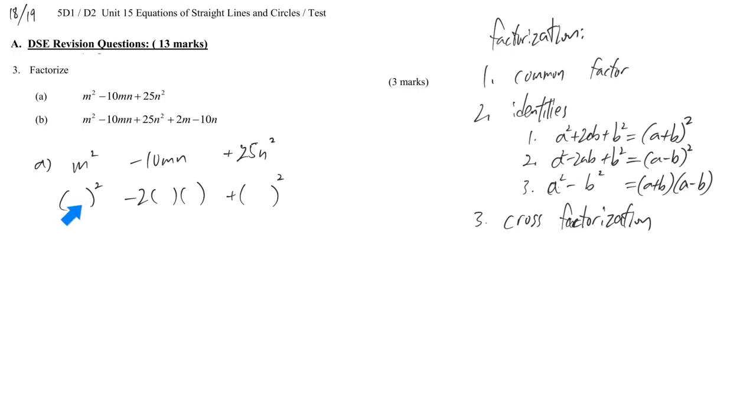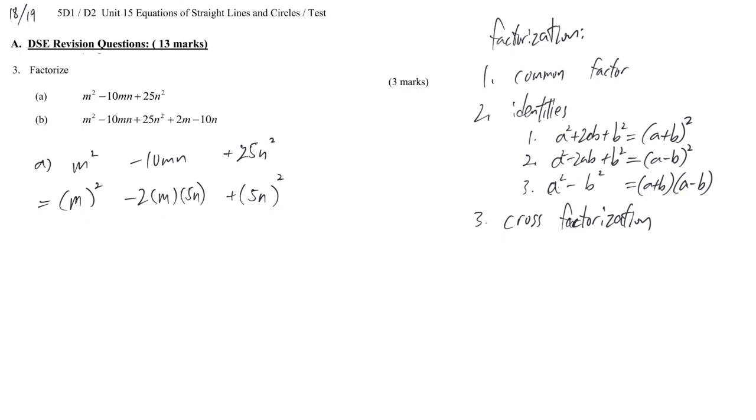Then we try to think what inside will give you m squared. Of course, it's m. And then we focus on the second bracket. What square will give you 25? Of course, it's 5n. Because a and a should be the same, so this should be m and this should be 5n.